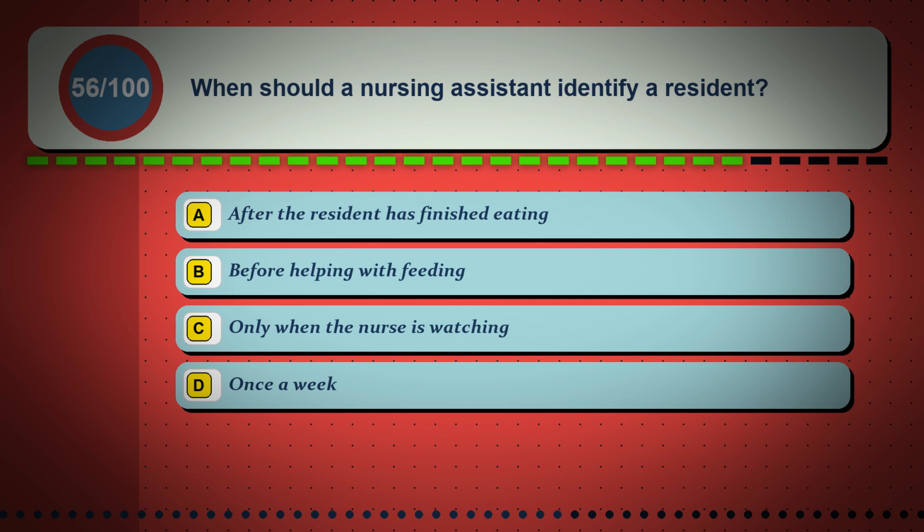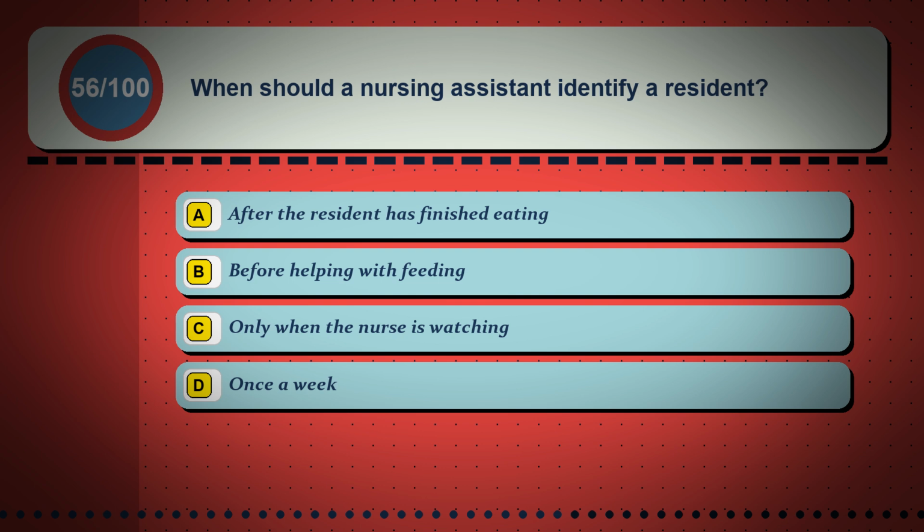Question 56. When should a nursing assistant identify a resident? Option A. After the resident has finished eating. Option B. Before helping with feeding. Option C. Only when the nurse is watching. Option D. Once a week.